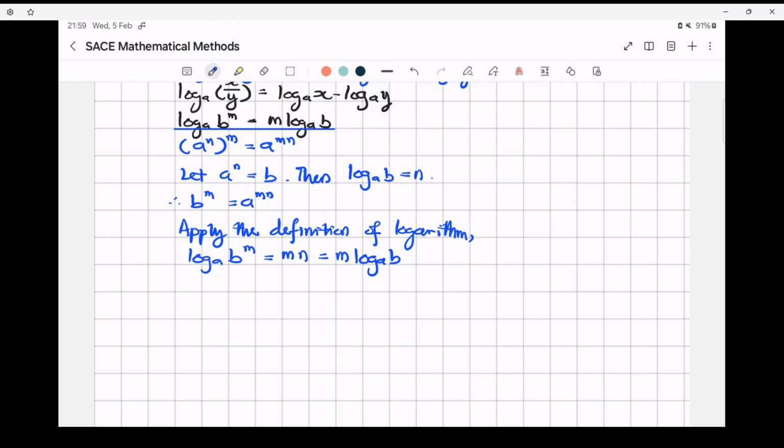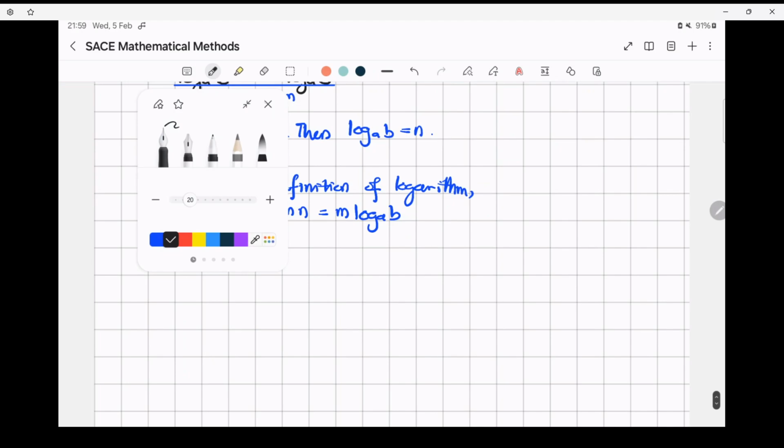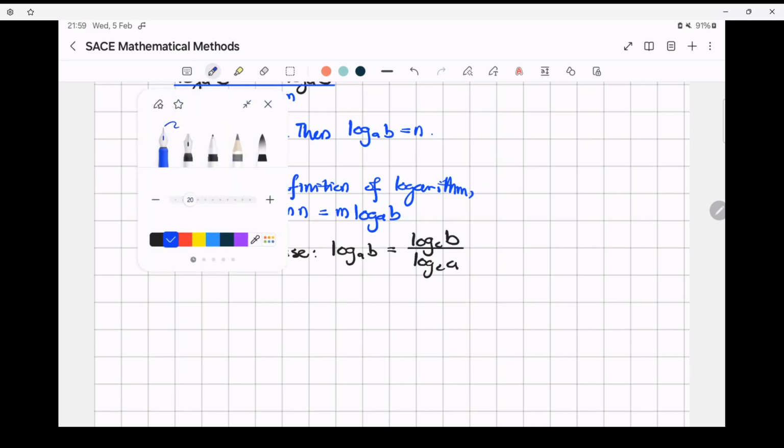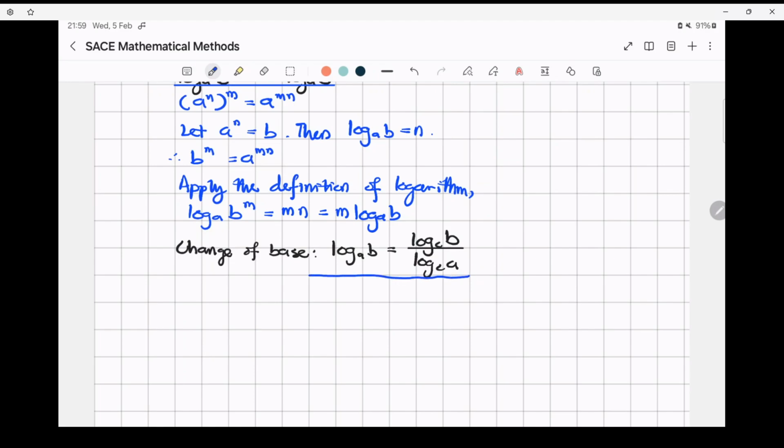So the last one, this is what we call the change of base formula. If you have log base a b, what you will have after you change your base, for example, you change it to c, that will be log base c b divided by log base c a. So this is what we call the change of base formula.